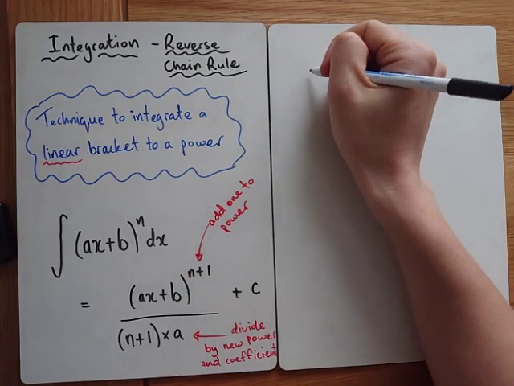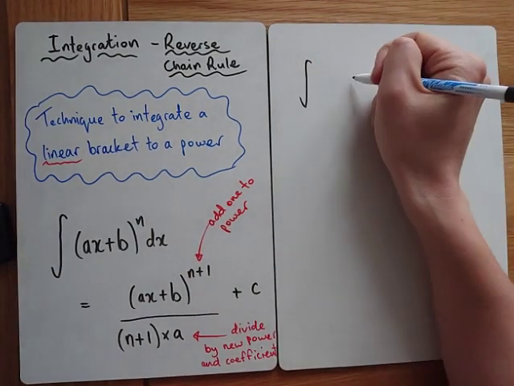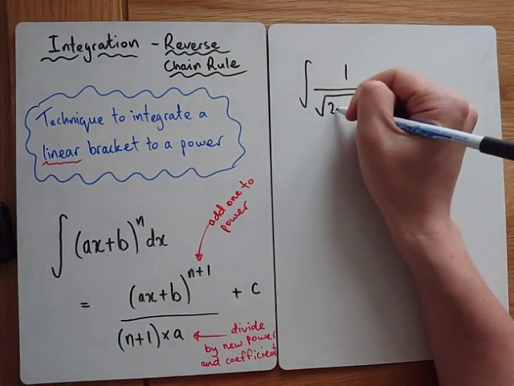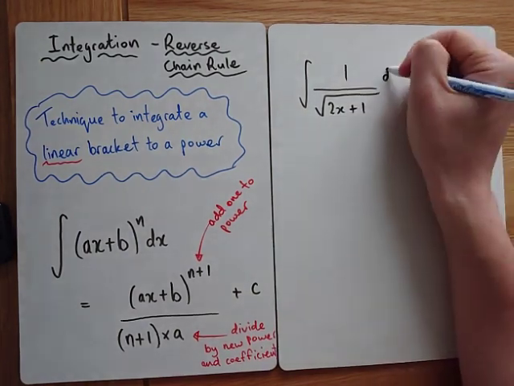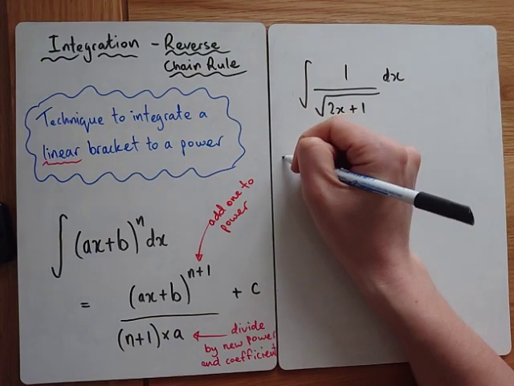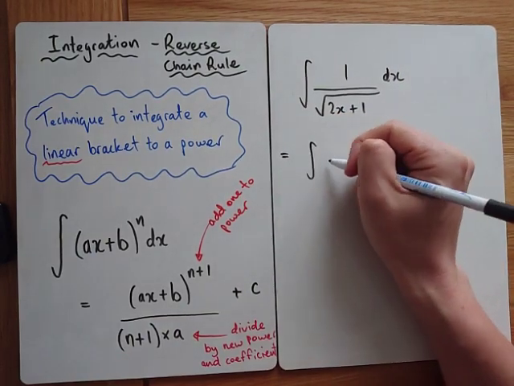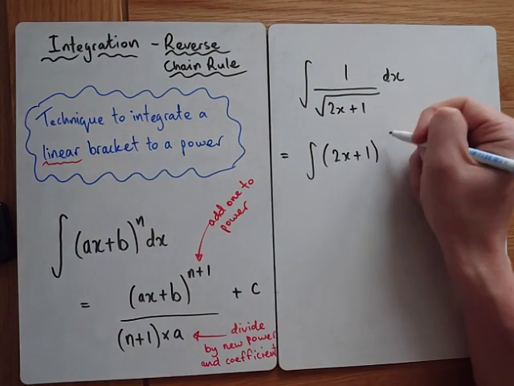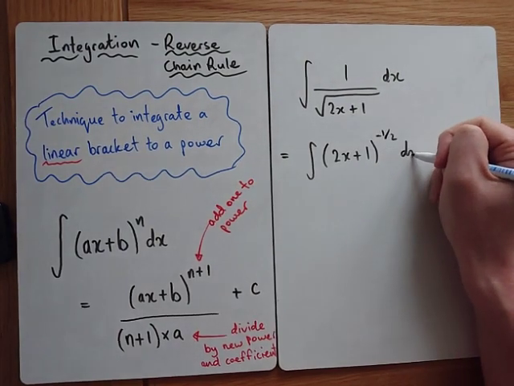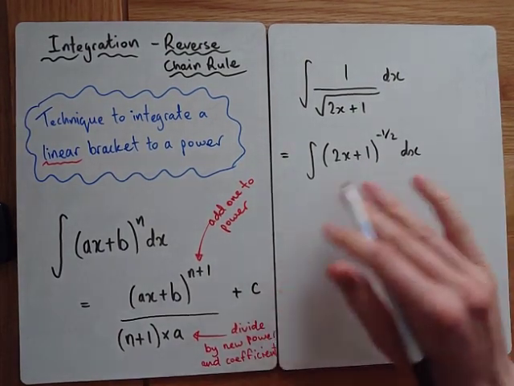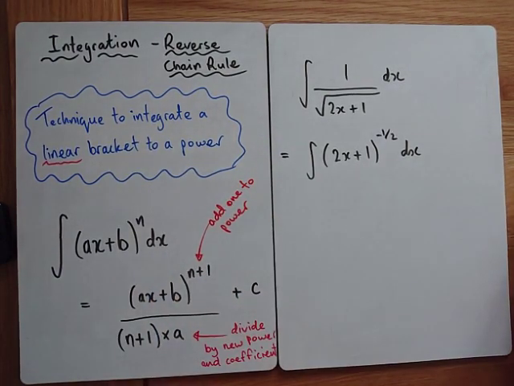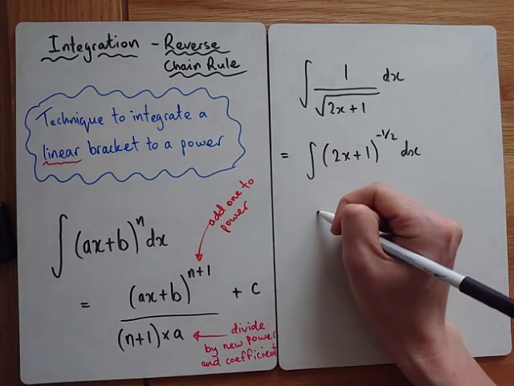So say, for example, if I said integrate 1 over the square root of 2x plus 1 dx, you would think, right, well, I can write that as a bracket to a power. That would be 2x plus 1 to the power minus a half. And that's fine. That is linear. Ax plus b, we can use the shortcut.